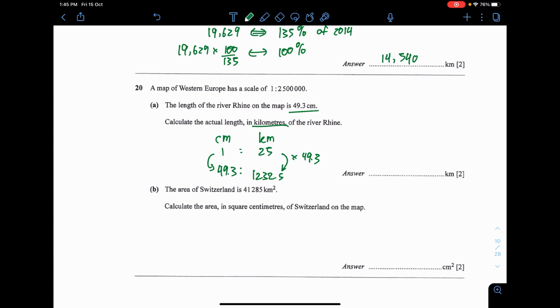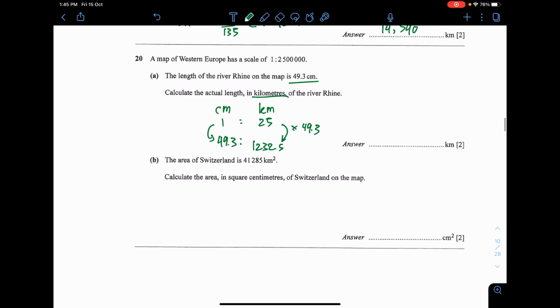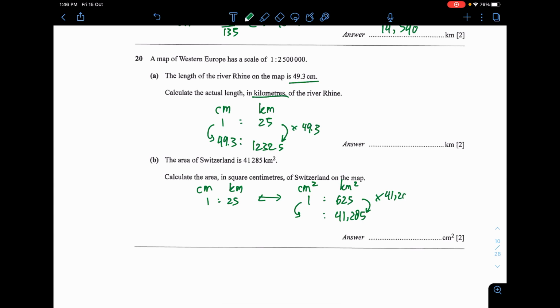The area of Switzerland is given. Find the area in square centimeters. So just now, cm and km is 1 to 25. If I want the area ratio, I'm going to square it. Cm square and km square, 1 and 625. The area of Switzerland is 41,285. So what do I do? Times by 41,285 over 625.